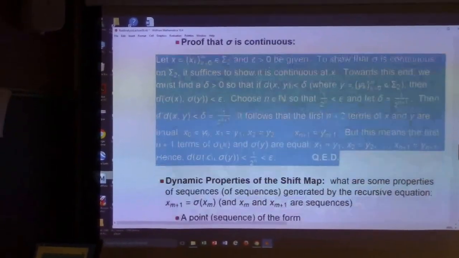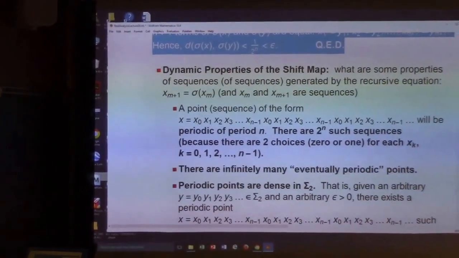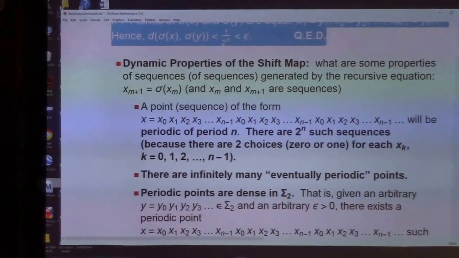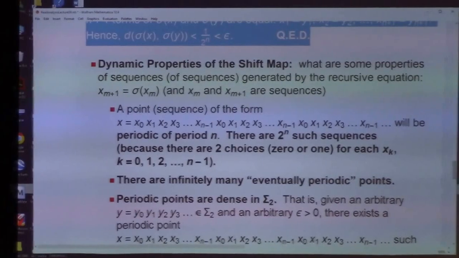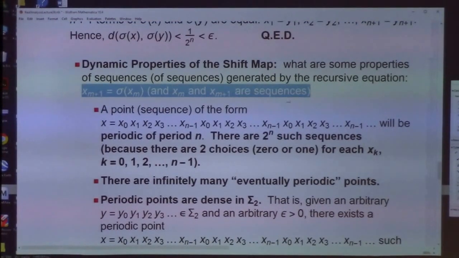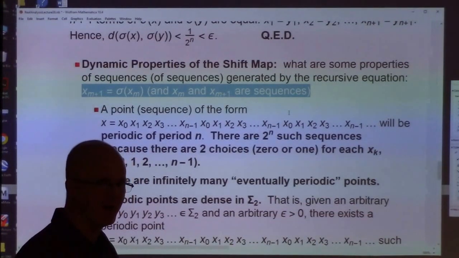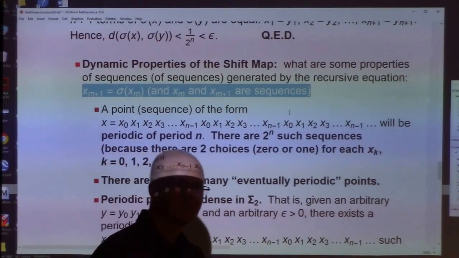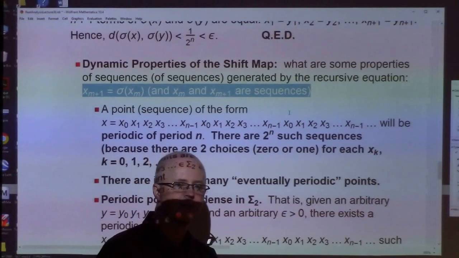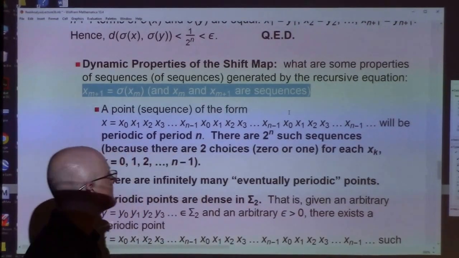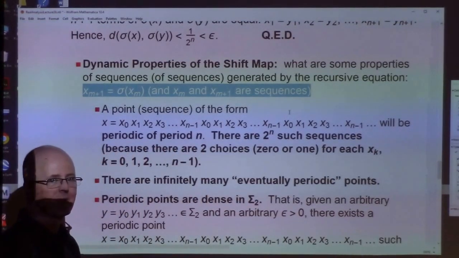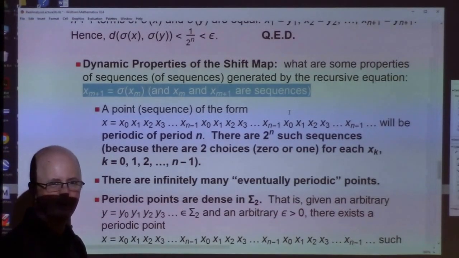What are some dynamic properties of the shift map? In other words, how does it behave under iteration? So we've got this recursive equation. Careful, in that equation, xm and xm plus 1 are sequences. They're not terms of sequences. They are not numbers. Okay, I'm writing that equation. Maybe it's better not to write that equation.